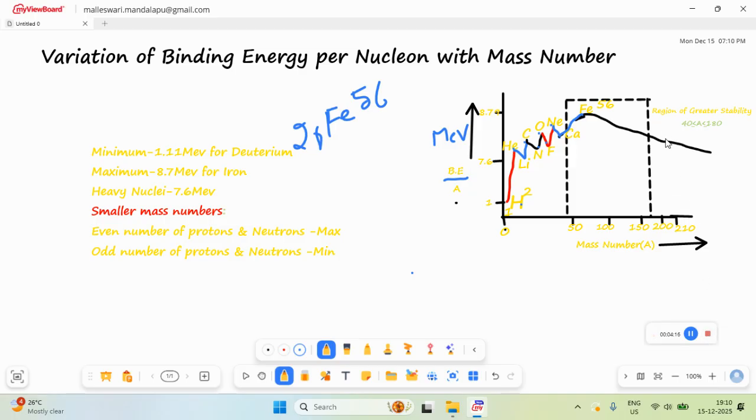Heavier nuclei split into smaller nuclei, and smaller nuclei combine and form a stable nucleus, like two hydrogens combining to form helium for getting stability. Here we observe nuclear fusion and fission in this graph. Heavy nuclei divide into smaller nuclei, and smaller nuclei combine and form a single nucleus. Nuclear fission and fusion, we observe this.